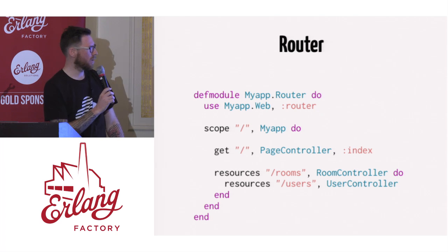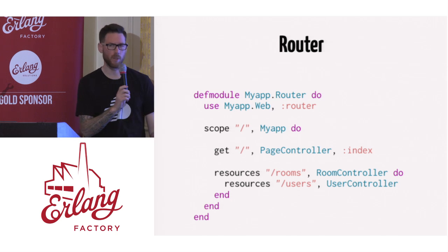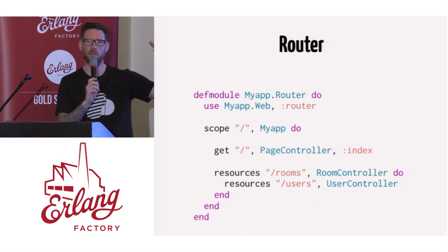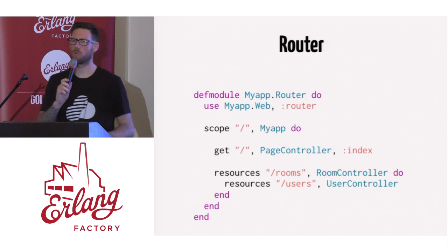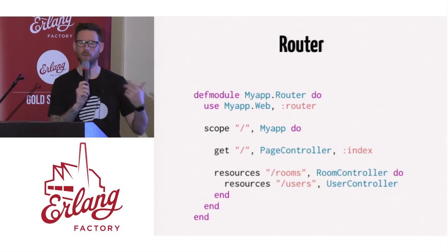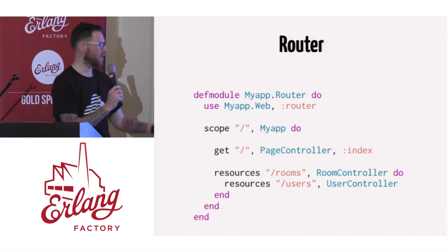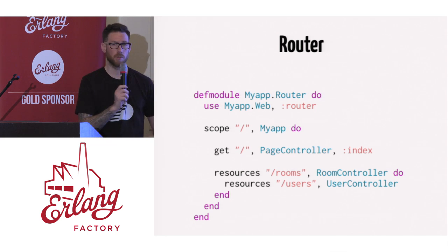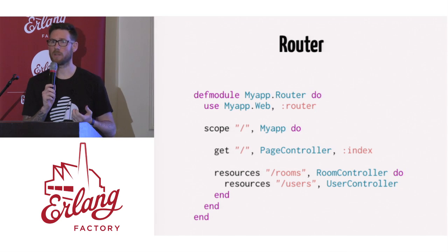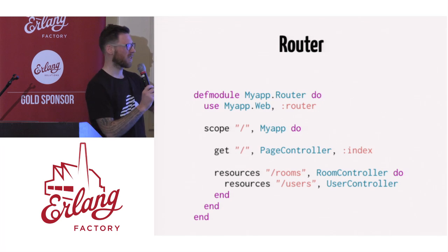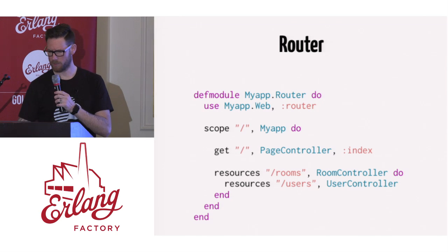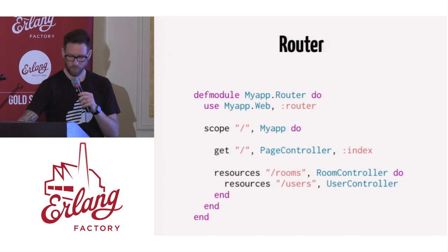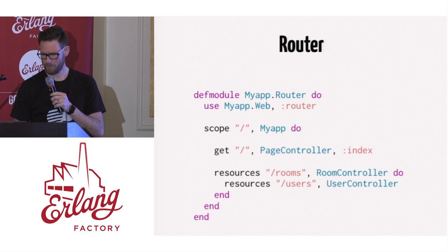We also have this nice thing called resources. And resources will automatically set up the 7 RESTful routes that you would normally have if you're familiar with Rails. It's very similar. So what's really nice about Elixir is the macros that allow you to build DSLs that make sense for stuff like this, building nice UIs or nice stuff like this.